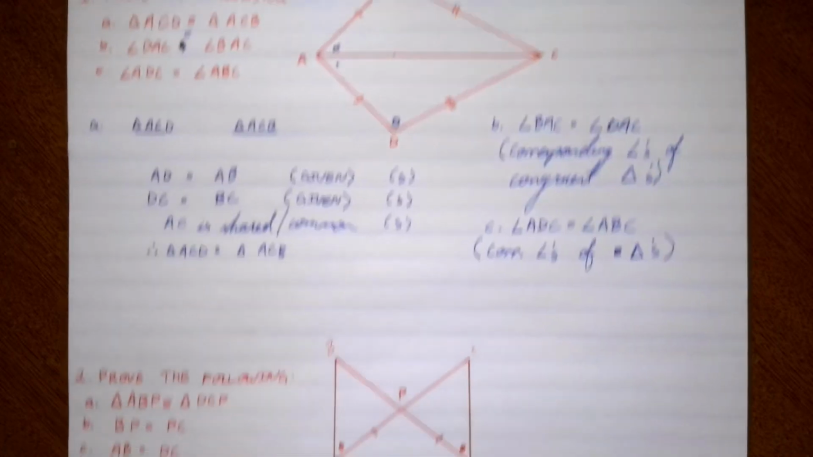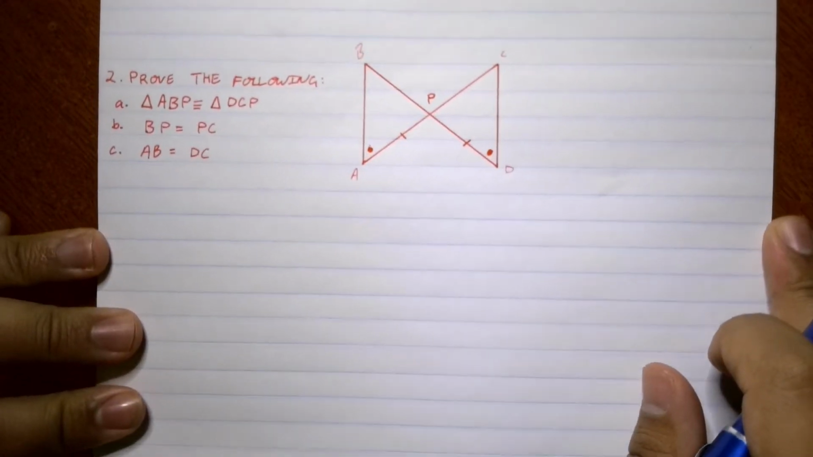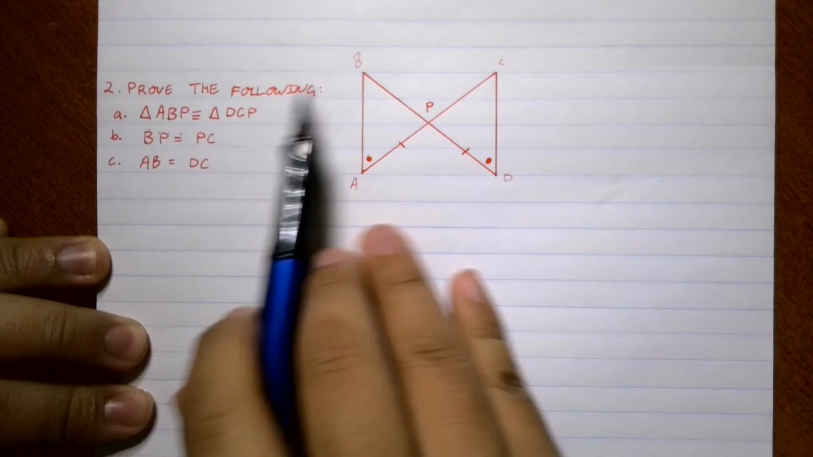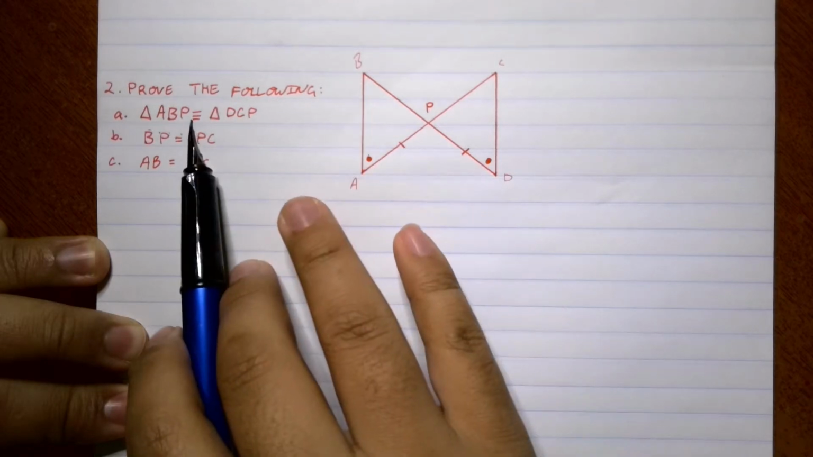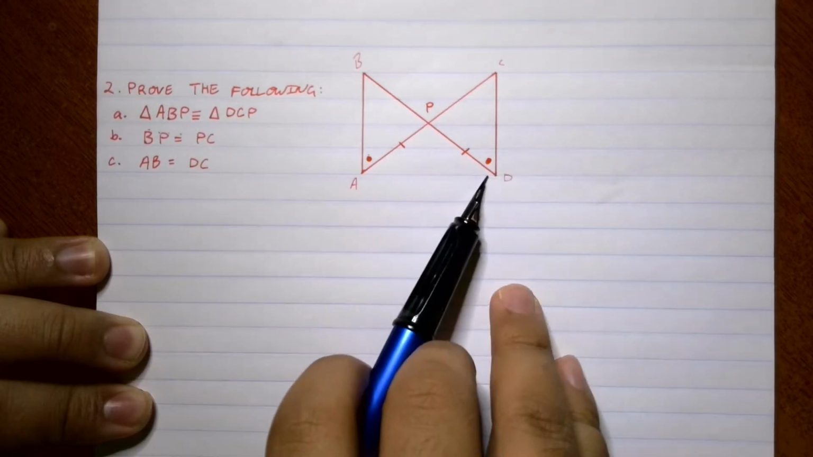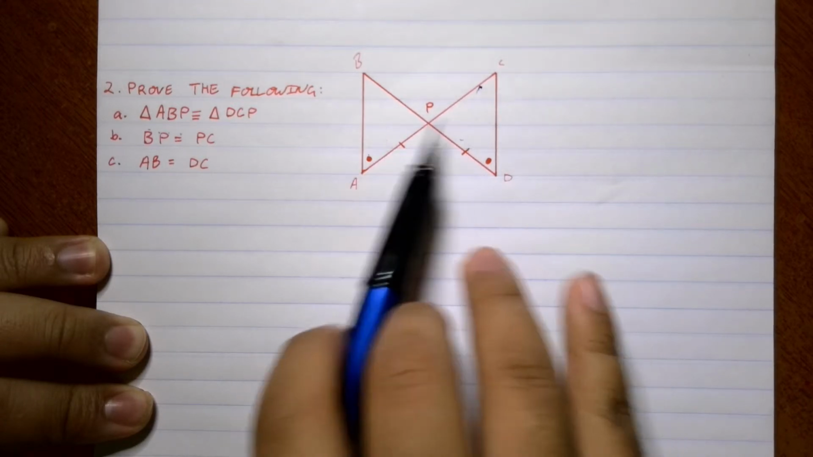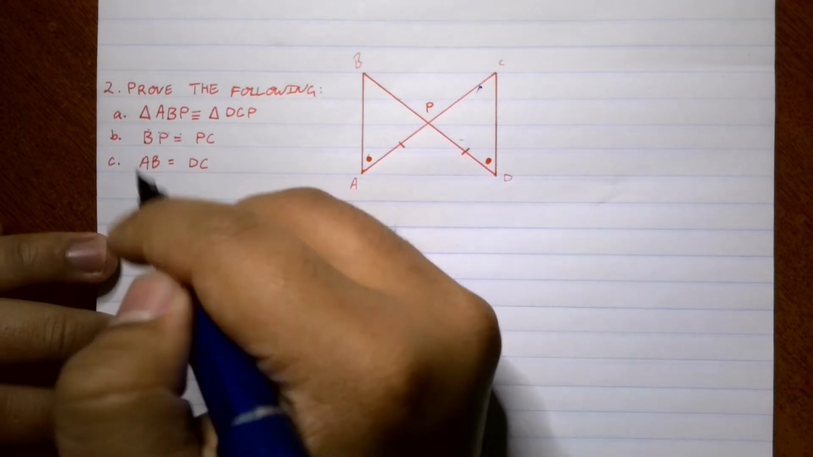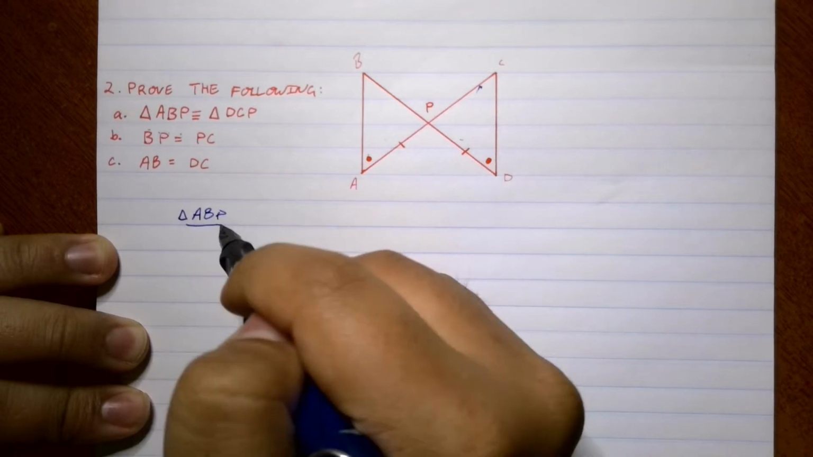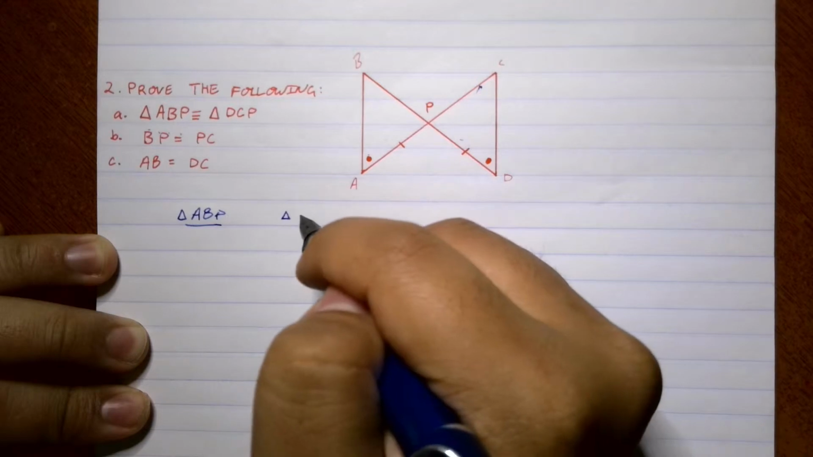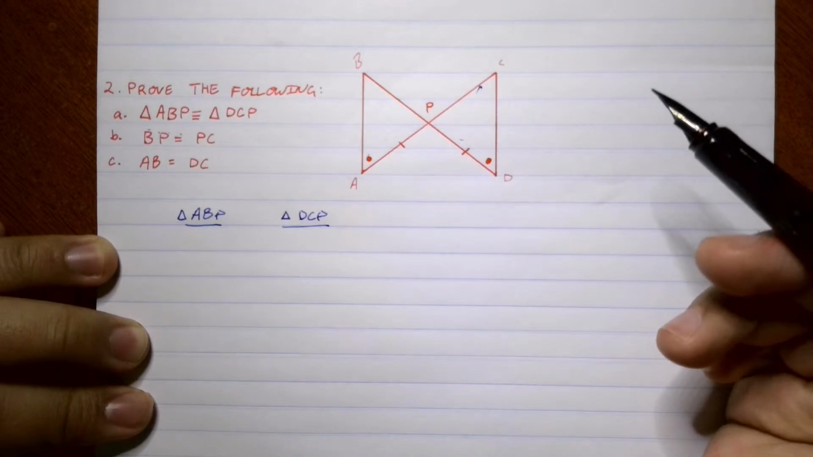Okay, let's move on to the next question. Prove the following: that triangle ABP, so this triangle, is congruent to DCP, so this triangle. We want to prove that these two triangles are the same. Let's begin. Once again, let's put our little headings down. Triangle ABP and triangle DCP.